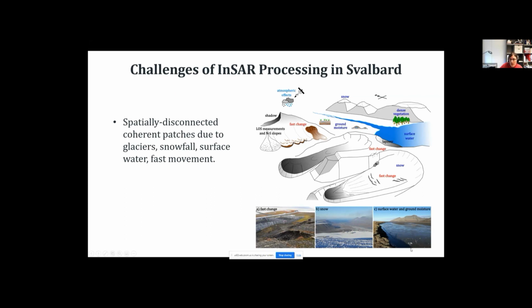And a third example of this limitation is when there is surface water. So typically on lakes, on sea, it doesn't work. But in addition, as you know, typically in Adventdalen or other big valleys, at the beginning of the thawing season the ground can be really wet, and that's also a challenge for retrieving ground movement.